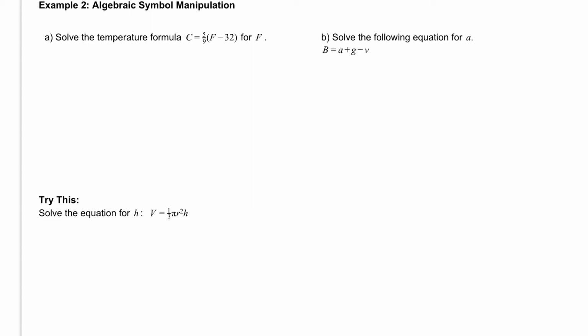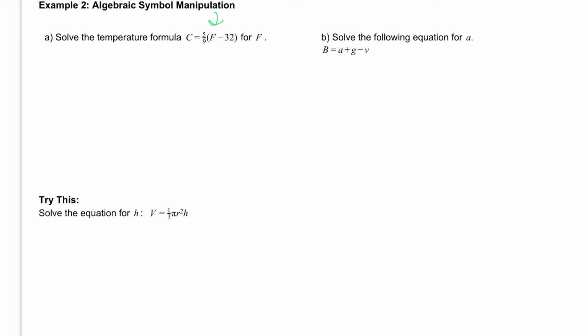In example 2, letter A, we have a more complicated formula that we want to solve for. We have C equals 5 over 9 times F minus 32, and we want to solve this for F. So we're looking to solve for this variable right here. Well, there's a couple things happening with that variable. One, 32 is being subtracted from it, and it's being multiplied by 5 over 9.